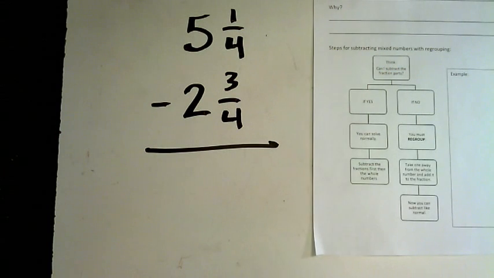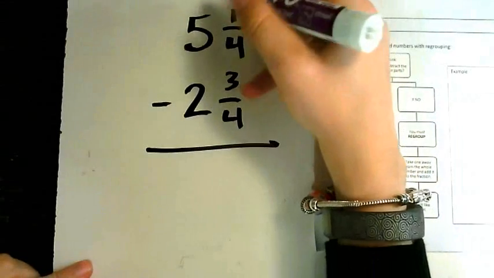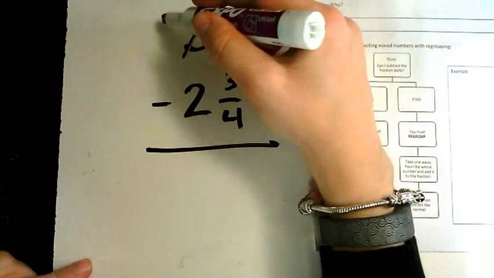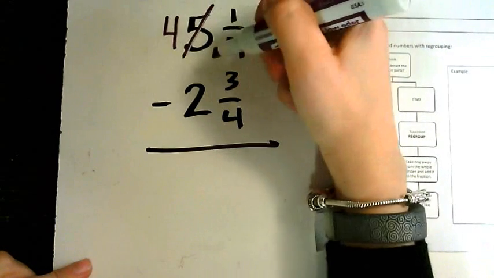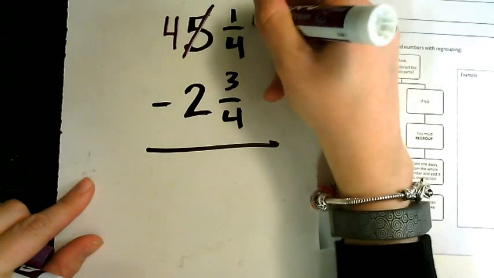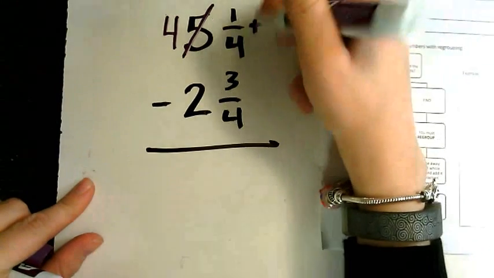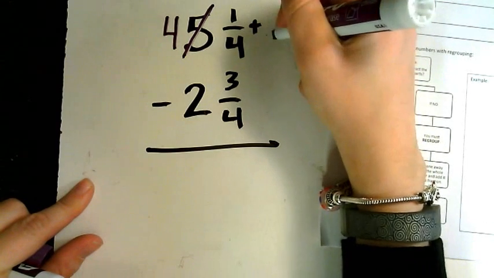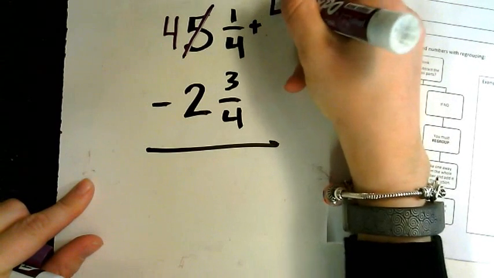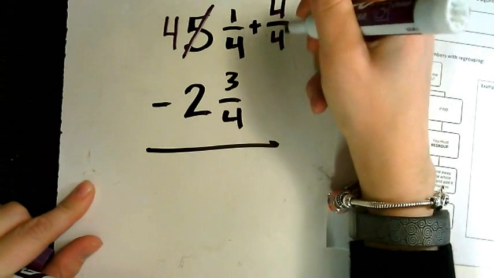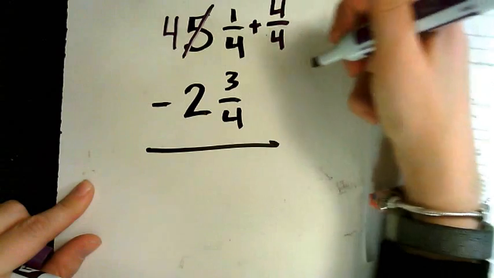So remember, the way that we regroup is we go over to our whole number, in this case 5, and we take away a whole. So we turn 5 wholes into 4 wholes. And we take that extra whole and we add it over here to our 1/4. But we can't add it as a whole number. Instead, we have to add as a fraction with a common denominator. So we're going to add 4/4 because we know that 4/4 is equivalent to 1 whole.